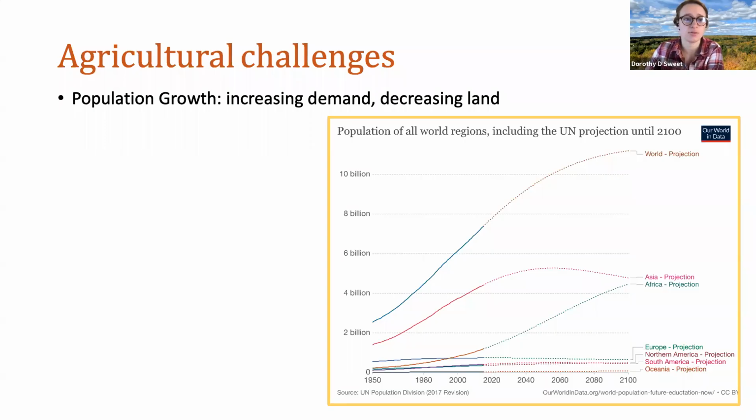So first off, we're going to talk about agricultural challenges. The first of the agricultural challenges is population growth. As we all know, there's an increasing population. Right now, there are about 7 billion people on the planet, but it's projected that by 2100, we'll have around 11 billion people on the planet, which is causing an increasing demand for food while also decreasing the amount of land that we can grow this food on.